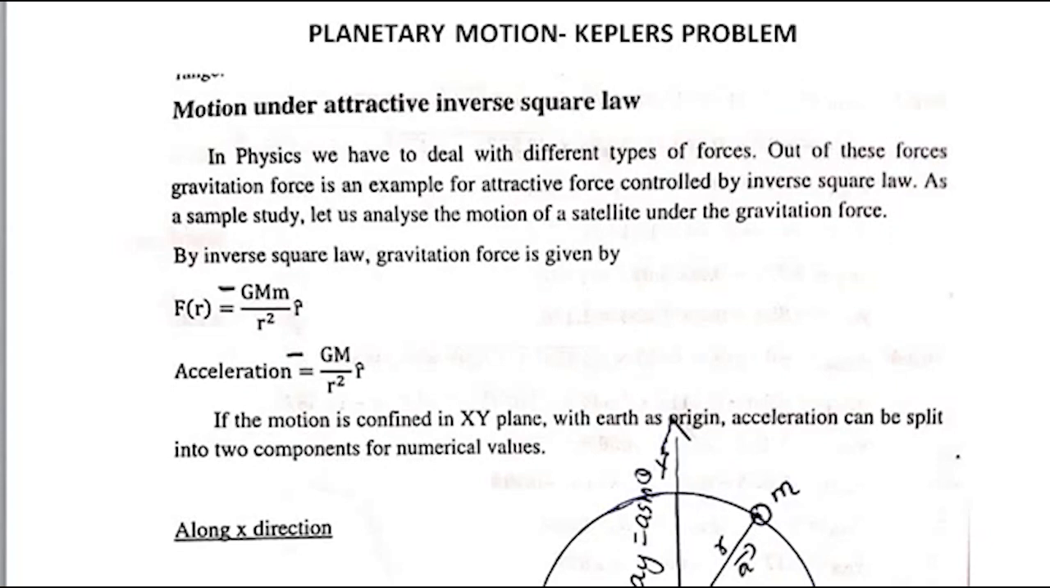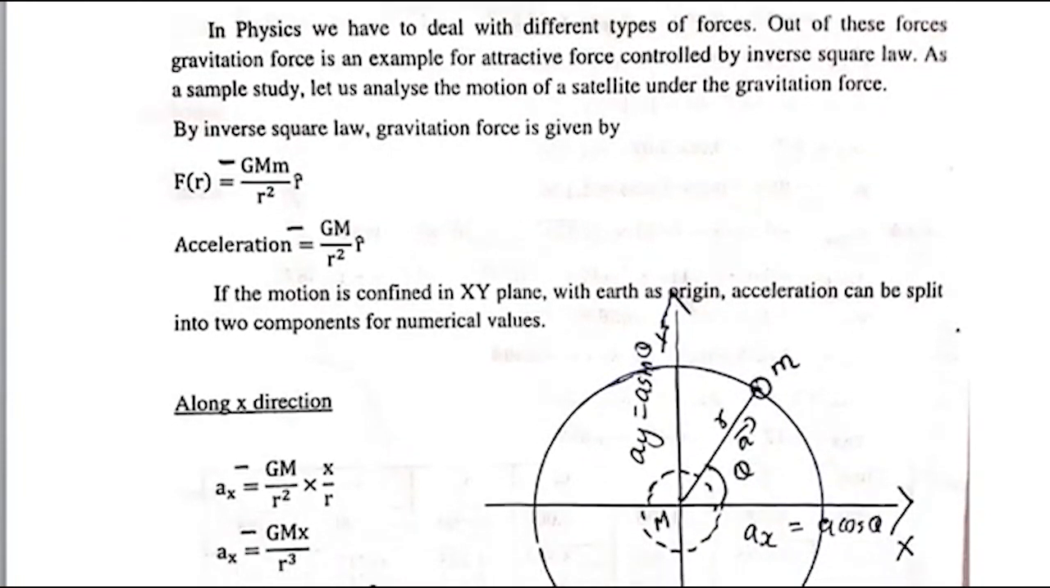Every sort of planetary motion is governed by gravitational force, and gravitational force is an attractive inverse square law force. Attraction means the force will have a negative sign. Inverse square means force is proportional to 1 by r squared. So if G is the gravitational constant, M is the mass of the sun, and suppose we are taking the planet Earth, of mass small m, revolving around the sun of capital M, we get force F equal to minus GMm by r squared, an attractive force. Acceleration is minus GM by r squared.